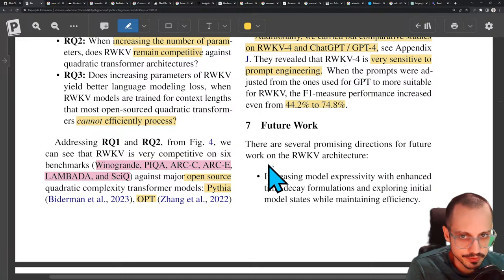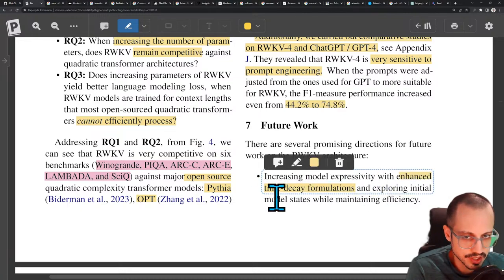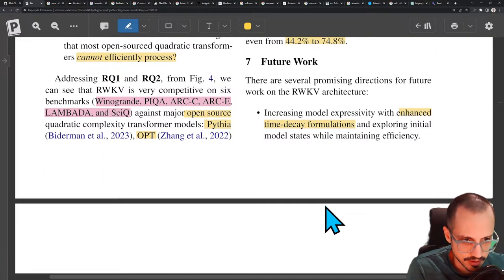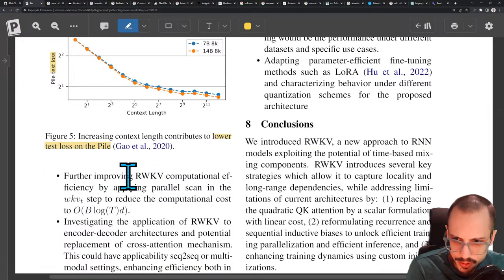There are several promising directions for future work: increasing model expressivity and enhanced time decay formulations. Yeah, this is one thing that I generally didn't like about this paper, the weird time decay that's hard-coded. So enhancing that in some way, finding some better prior for it. Further improving RWKV computational efficiency by applying parallel scan in the WKV step to reduce the computational cost to B log T of D. Okay. So there's more juice to be squeezed in the CUDA kernel implementation of this WKV step.